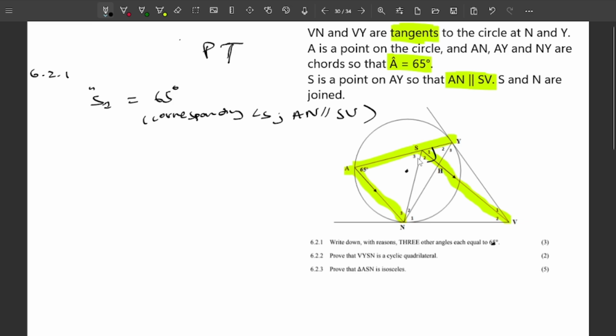Now we have two tangents here, and we're going to use what? Tangent. Okay, so let's use tangent. Let's remove this and use tangent. So you're going to say tangent, alternate back home. So this means that y3 is equals to 65 degrees. Okay, angle y3 is equals to 65 degrees using tangent.